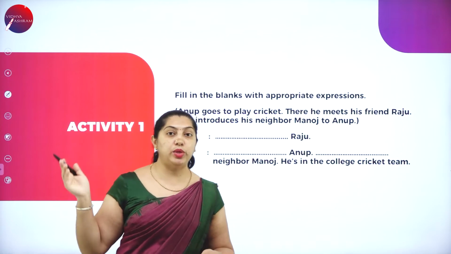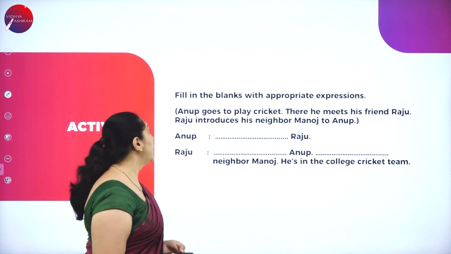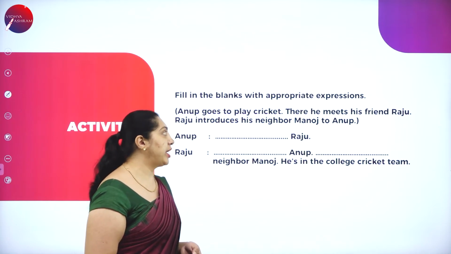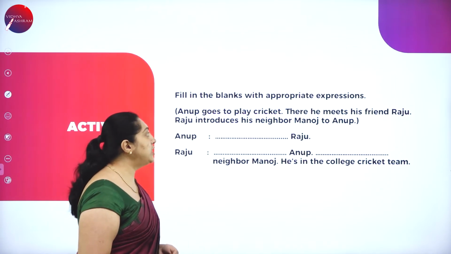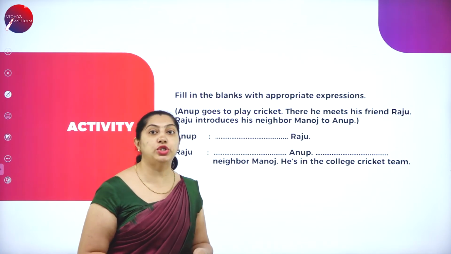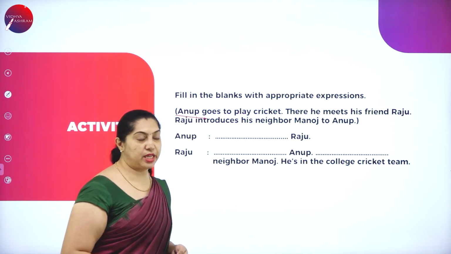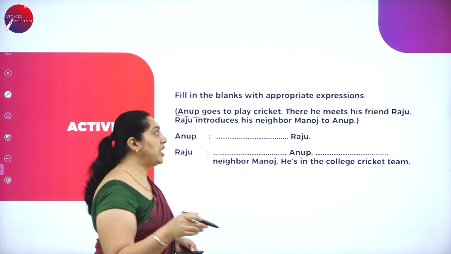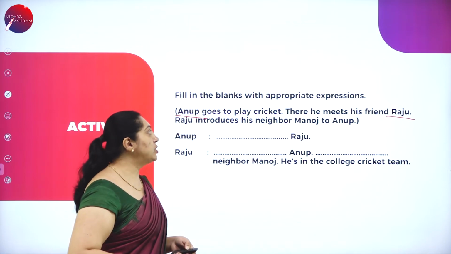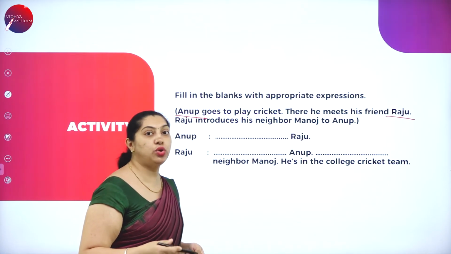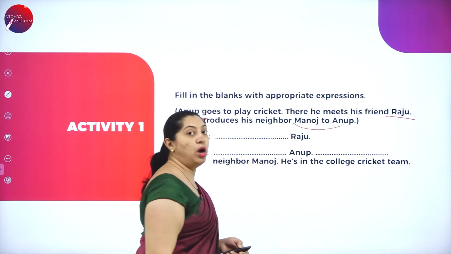So this is activity 1. Let's fill the blanks with the appropriate expression. Anup goes to play cricket. There he meets his friend Raju. Raju introduces his neighbor Manoj to Anup. So who is going to play cricket? Anup is going to play cricket. There Anup is meeting his friend Raju, and Raju introduces his neighbor Manoj to Anup. Who is introducing? Raju is introducing his neighbor Manoj to Anup.